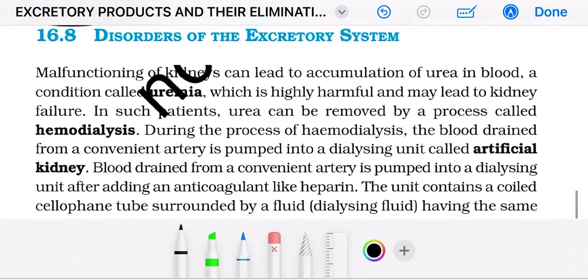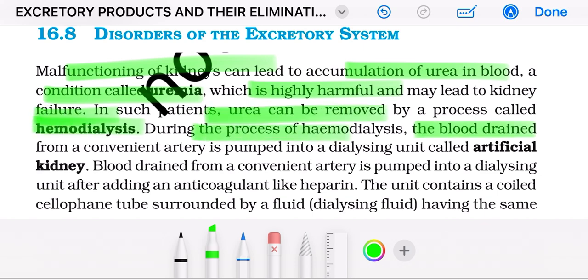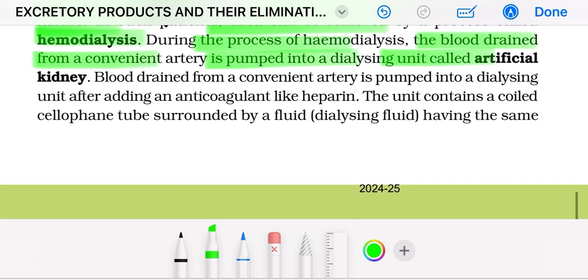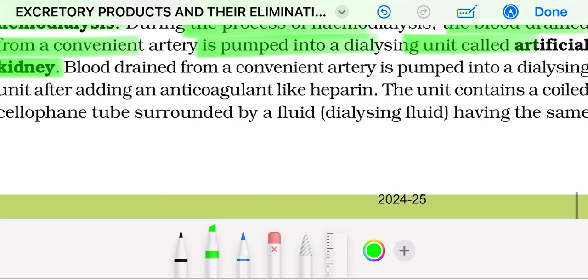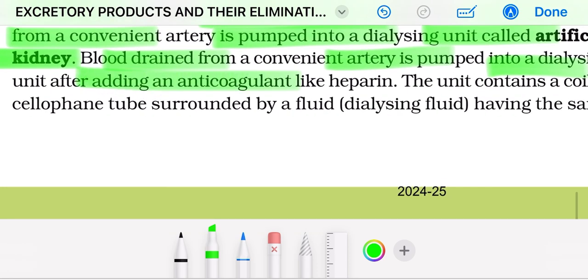Disorders of the excretory system. Malfunctioning of the kidney can lead to accumulation of urea in the blood, a condition called uremia, which is highly harmful and may lead to kidney failure. In such patients, urea can be removed by a process called hemodialysis. During hemodialysis, blood drained from a convenient artery is pumped into the dialyzing unit called an artificial kidney, after adding an anticoagulant like heparin.